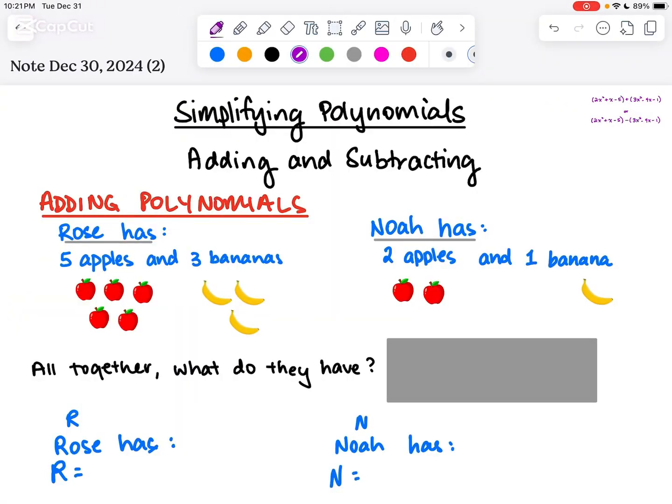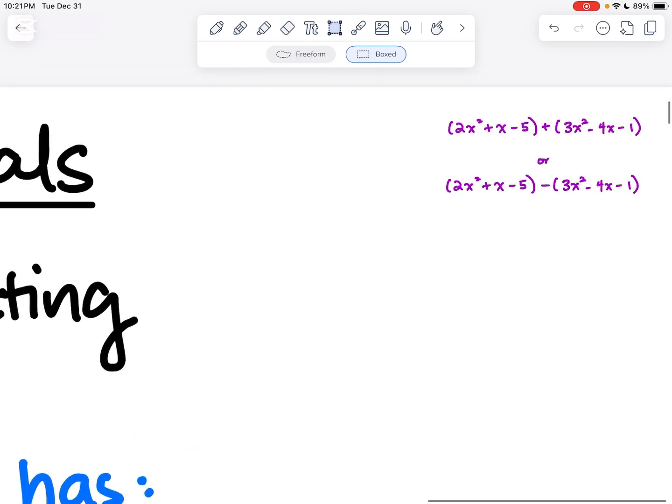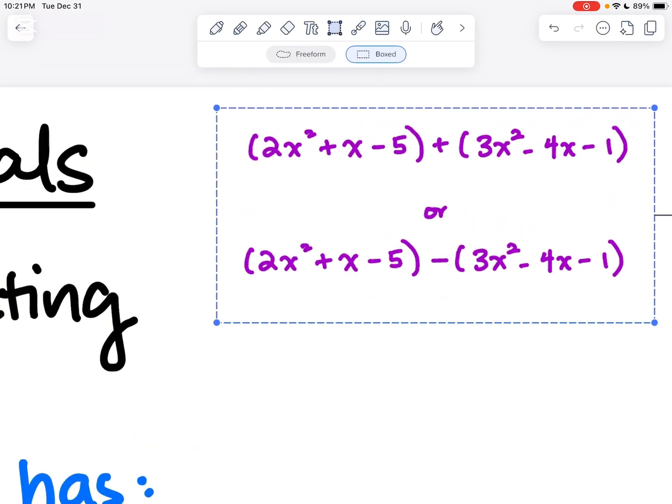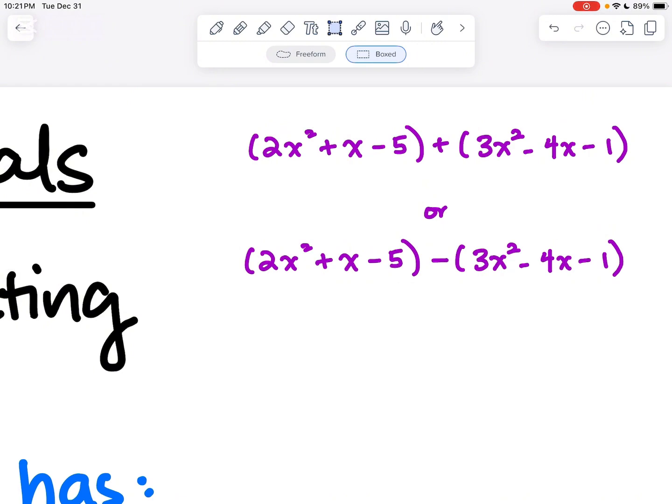In today's video, we're going to look at how to add and subtract polynomials. So eventually, the goal in this video is going to be to look at questions like this. So you may have seen this in math class before, but we're going to work our way up to it.